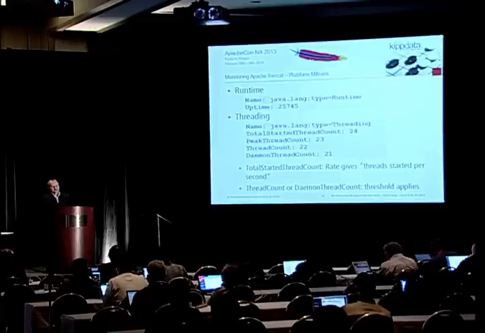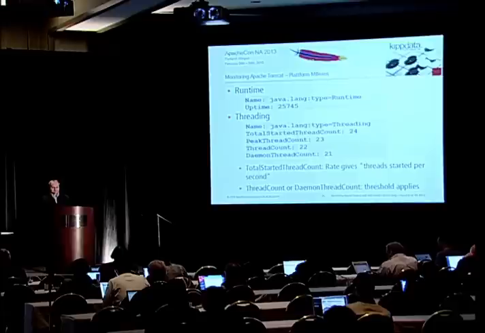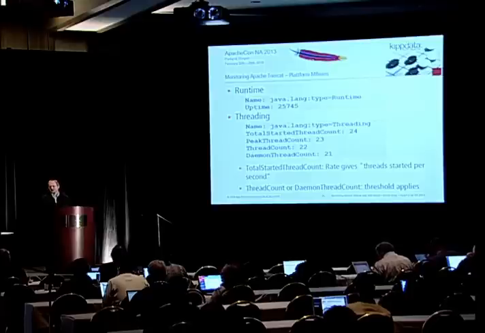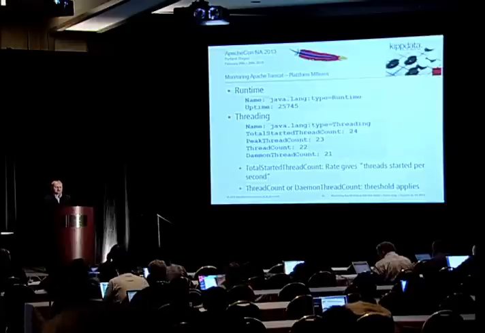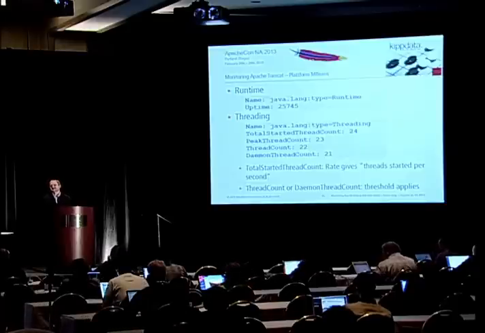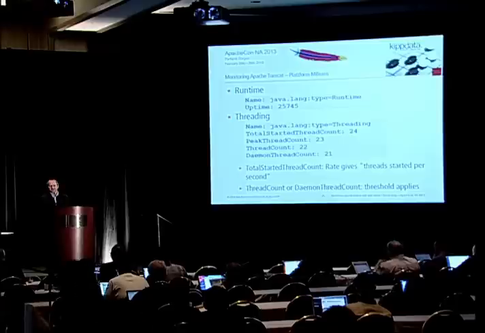Runtime MBean, the only more or less useful item it has is the uptime, so you can track when the last restart was. The threading MBean gives you information about how many threads are in your process. Not only currently, it also has a peak count, and it also shows you how many threads have been started. So again, by using the rate, you can see how many threads per second you were starting.